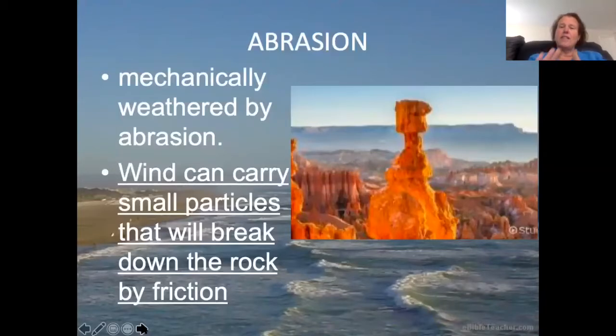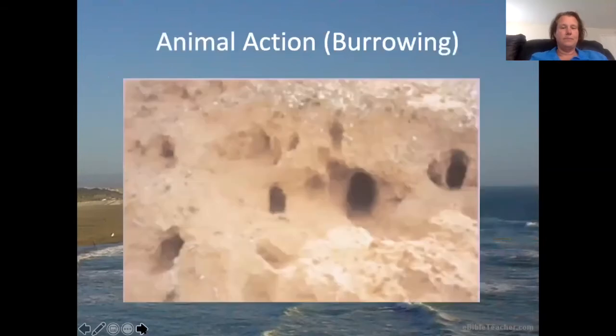Abrasion, that's like rubbing. So wind can carry small particles of sand or dirt, and that rubs against rocks and causes them to break down. So the wind can cause erosion as well with abrasion. It's called wind erosion, where it actually does two things at once. It's going to break down the rock into smaller pieces and carry it away, which we'll get into next.